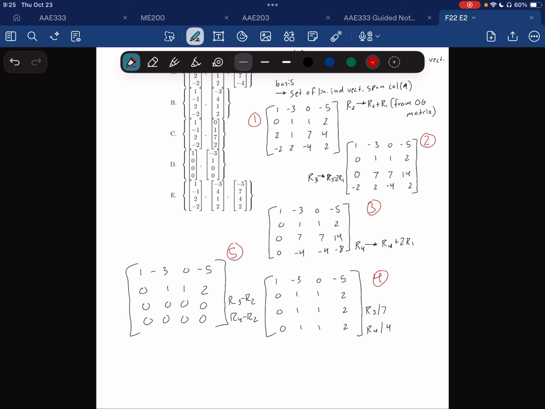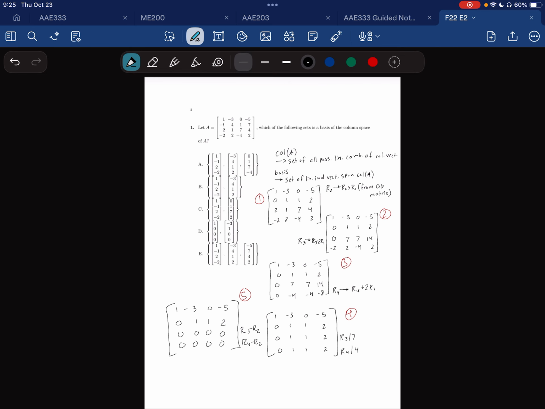Perfect. We have REF'd our matrix. Now we can easily find the answer from here. How are we going to do that? So our pivots are in our first two rows, right? Because those are where our leading ones are. These are our pivots. Now, the pivot positions are in the first and second columns.